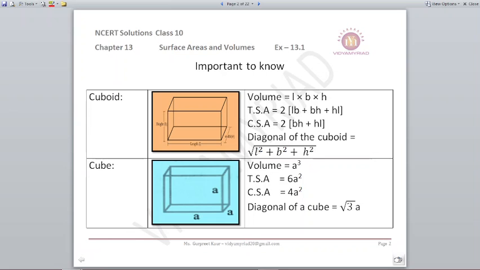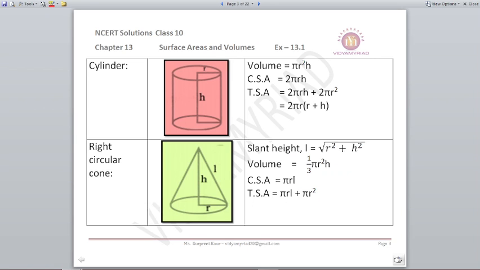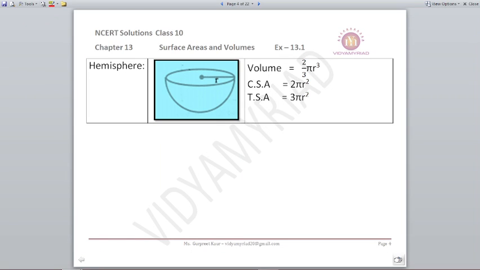You know cuboid, you should know what is the formula for volume, TSA, CSA. You should know how we can find out the diagonals. Please note it down for the ready reference in your notebook. You should know about cylinder, you should know about cone. All these formulas you have already done in your previous class. I am just showing it for your reference. About hemisphere, these are the formulas which we are going to use in this exercise.